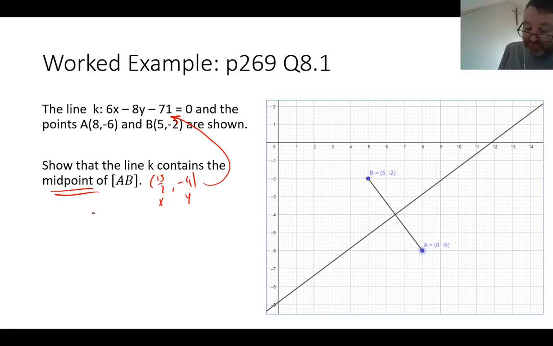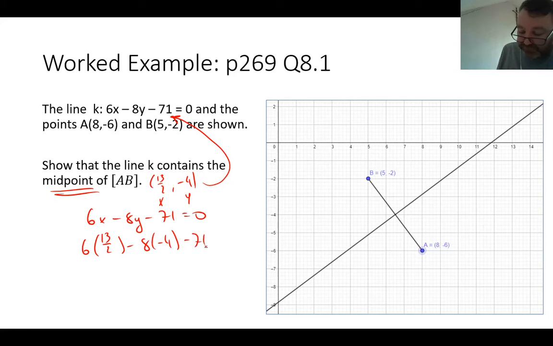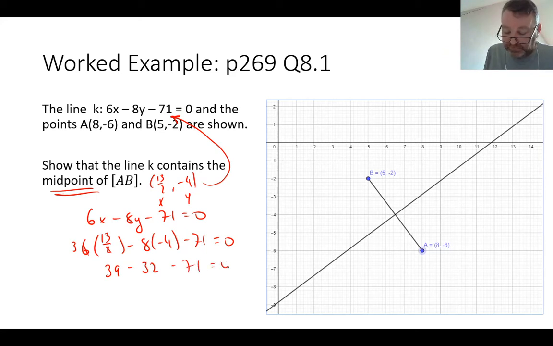So rewrite the equation. 6x minus 8y minus 71 equals 0. Now do your substitution. 6 times 13 over 2 minus 8 times minus 4 minus 71 equals 0. Let's see. 2 into 6 goes 3 times. 3 13s is 39. 8 minus 4s are 32. Minus 71 is equal to 0. Okay, that's not 0. Must be something wrong. Must be a misprint there.